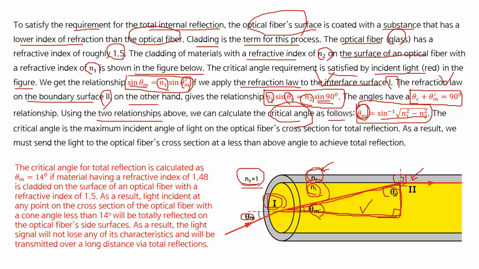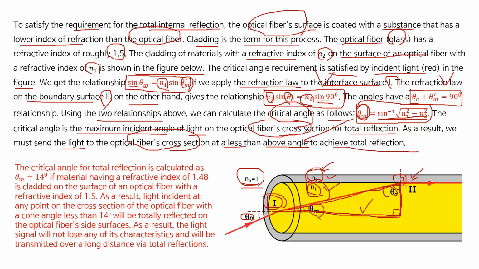So it depends on the refractive indexes of the two materials. The critical angle is the maximum incident angle of light on the optical fiber's cross section for total refraction. As a result, we must send the light to the optical fiber's cross section at less than this angle to achieve total refraction.